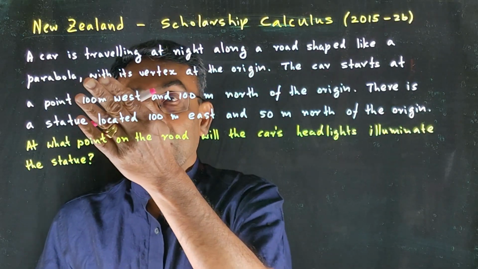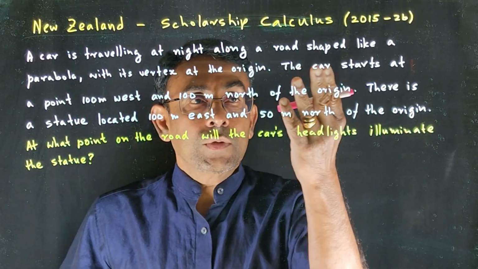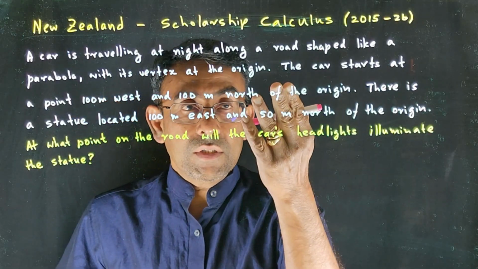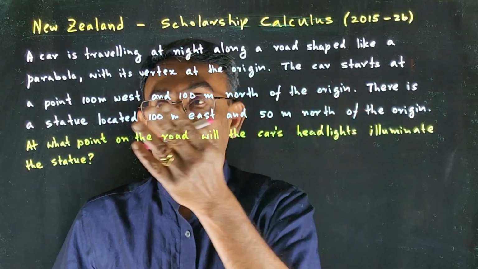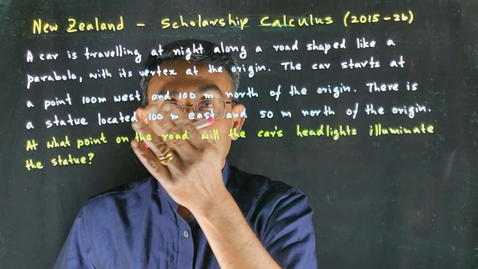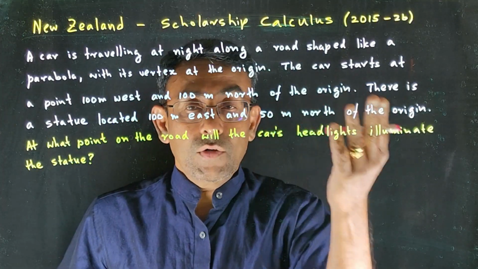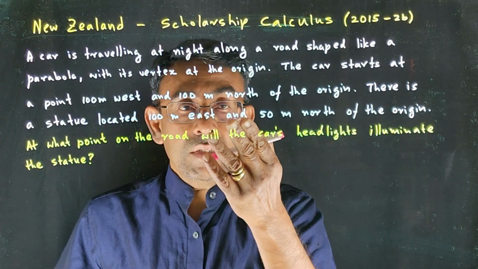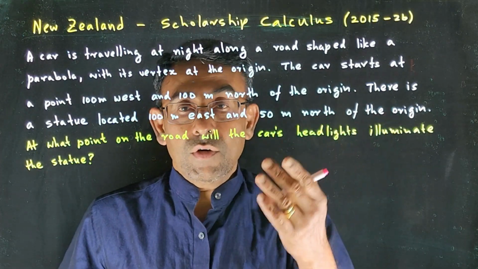It says a car is traveling at night along a road shaped like a parabola with its vertex at the origin. The car starts at a point 100 meters west and 100 meters north of the origin. There is a statue located 100 meters east and 50 meters north of the origin.